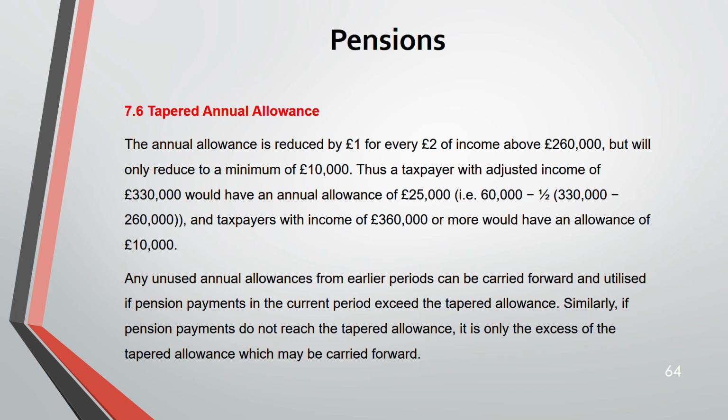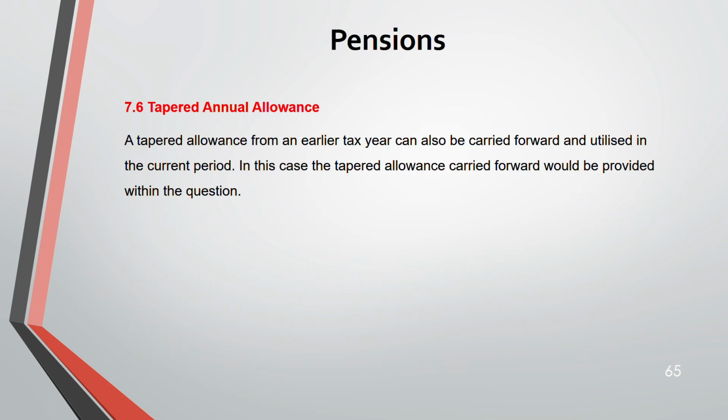If your pension payments do not reach the tapered allowance, what happens? Remember, it is only the excess of the tapered allowance you can carry forward, not the entire allowance, only the excess. So a tapered allowance from an earlier tax year can only be carried forward and utilized in the current period. In this case, the tapered allowance carried forward would be provided within the question. They will give you the tapered allowance carried forward in the question, if there is any.